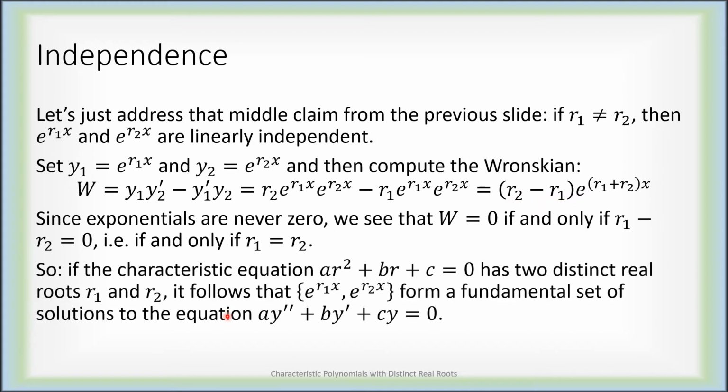So if the characteristic equation ar squared plus br plus c equals 0 has two real roots that are different from one another, r1 and r2 are not the same number, but they're both roots of this quadratic, then e to the r1x and e to the r2x both solve the differential equation and are linearly independent, therefore they form a fundamental set of solutions.